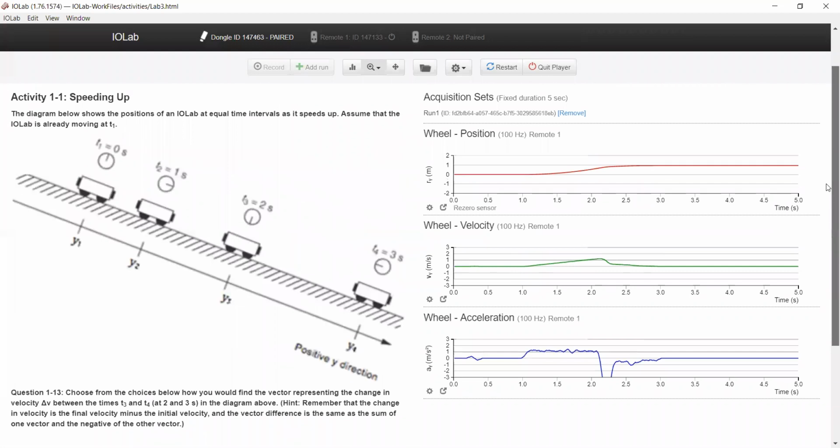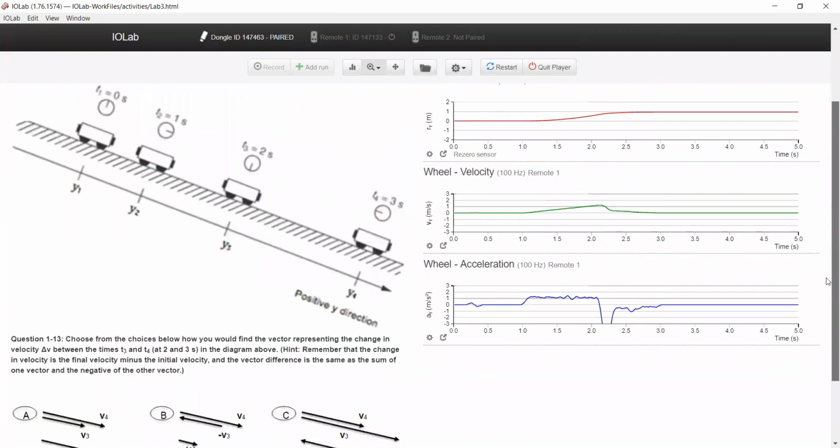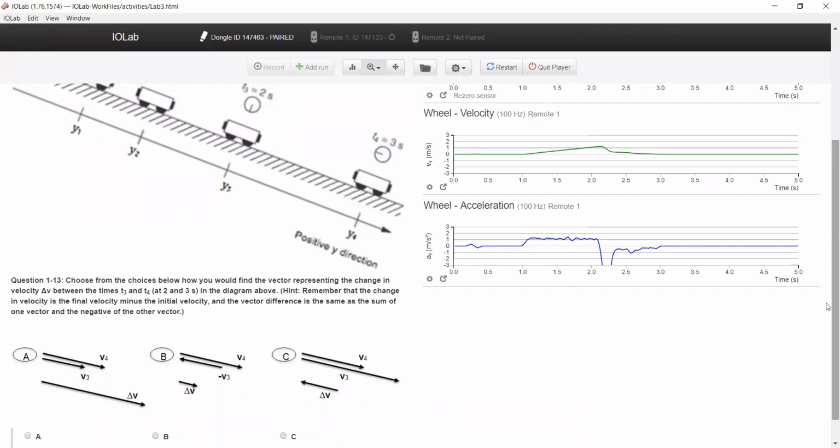In the next slide, slide 12, they are asking how to find delta v, the change in the velocity vector. It's kind of acceleration if it is for any time. If we take 1 second, that's going to be acceleration, kind of determining the sign of the acceleration also. So choose from the choices below. How would you find the vector representing the change, delta v, between times t3 and t4?